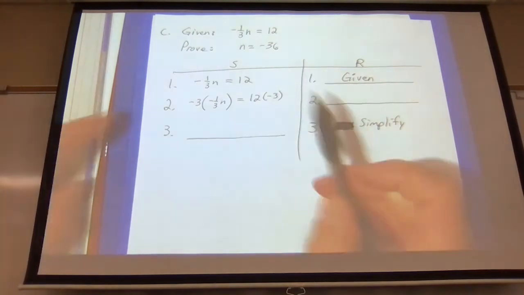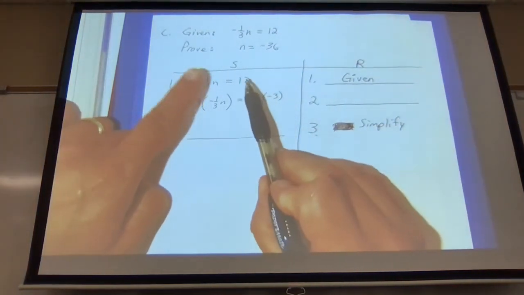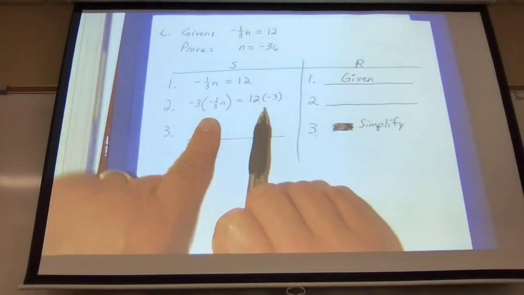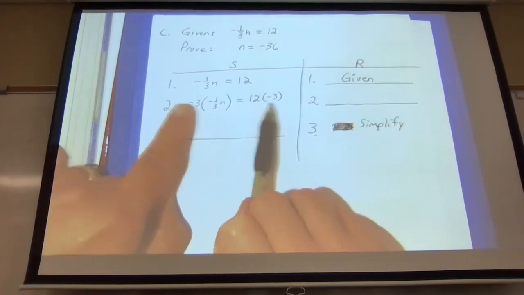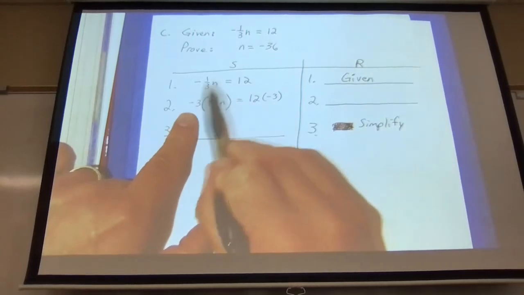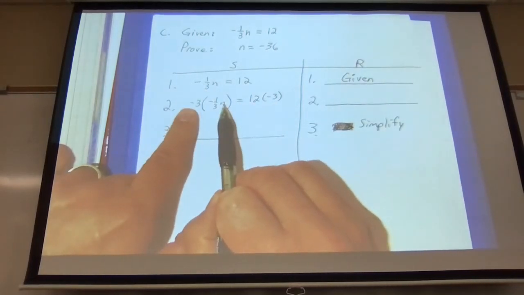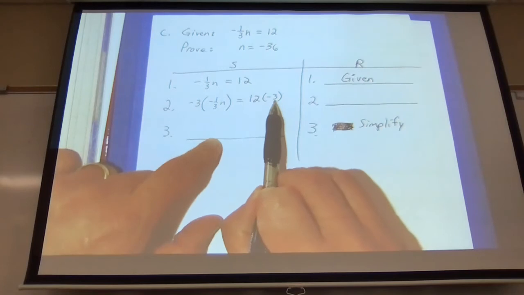Now, the second step. Can anybody figure out what they did to the first equation to get this second one? Walker, what do you think? They multiplied both sides by -3. The -1/3 n, they multiplied by -3. The 12, they multiplied by -3.